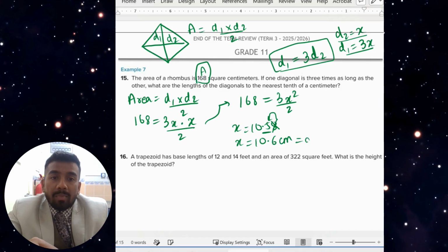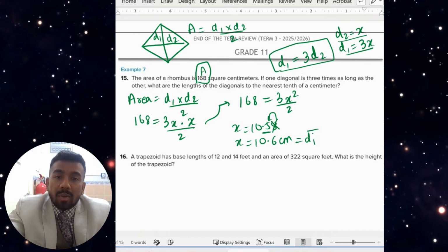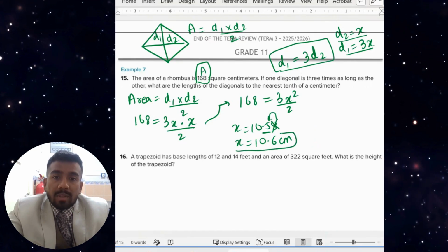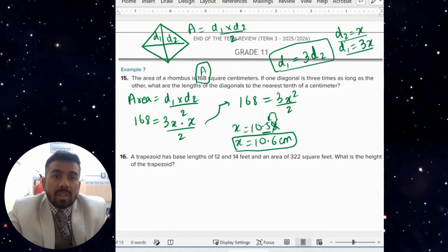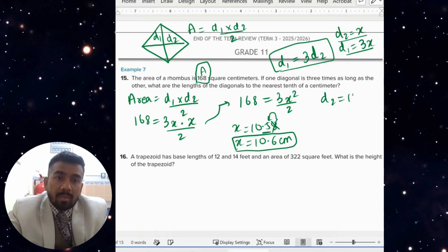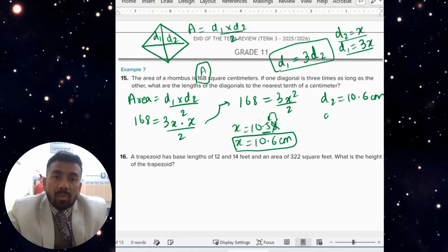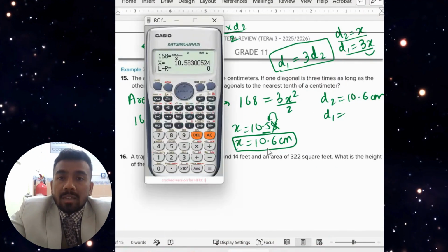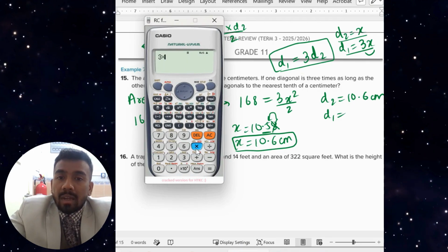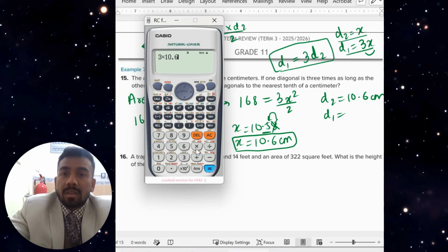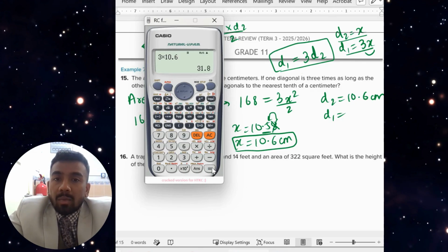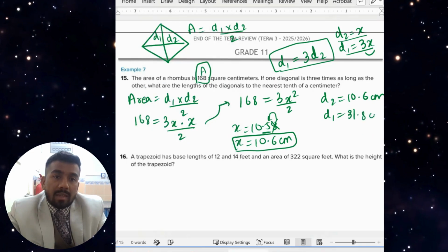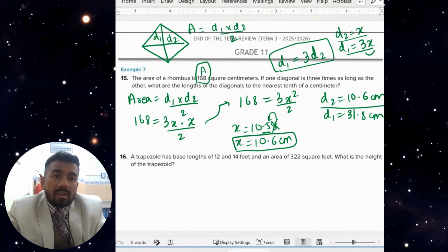So x is the length of the second diagonal in centimeters. That will be your d2, because you get x. What's x? 10.6 centimeters. So what is d2? Your second diagonal is 10.6 centimeters. And what will be the first diagonal? 3 times x. So 3 times 10.6. So how much will it be? 31.8. So the first diagonal will be 31.8 centimeters. So these are the lengths of the two diagonals.